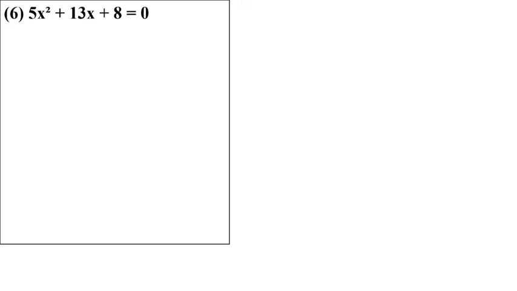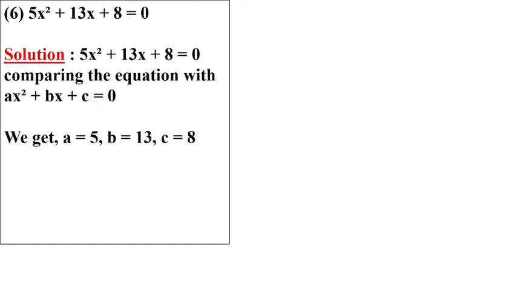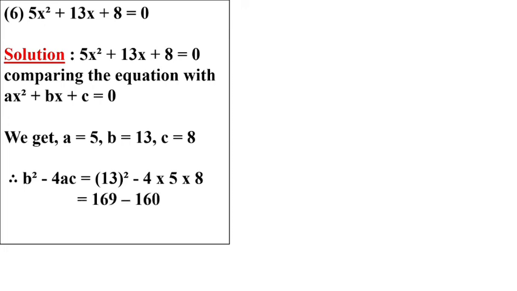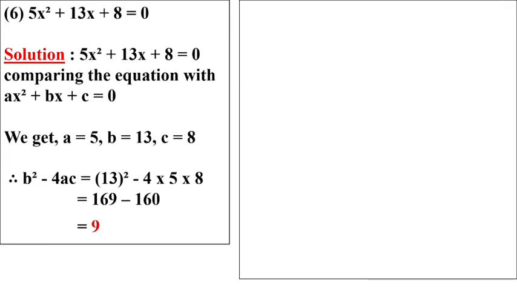Now next one. Now here we'll start the question number 6 because as per the last year reduction, question number 4 and 5 is omitted. So we'll compare the equation. So we'll get the value of a, b, c. a value is 5, b value is 13, c value is 8. So we'll use the formula b square minus 4ac. So here we get what? Value 9.